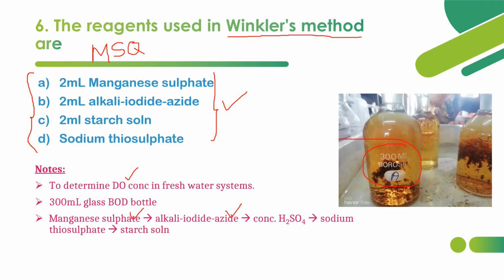If oxygen is present, then a flock like this will be formed. You can see in this bottle, a flock like this will be formed if dissolved oxygen is there. It will be brownish orange in color. A brownish orange cloud of precipitate will appear, and then we have to add a drop of concentrated sulfuric acid. So concentrated sulfuric acid is added.